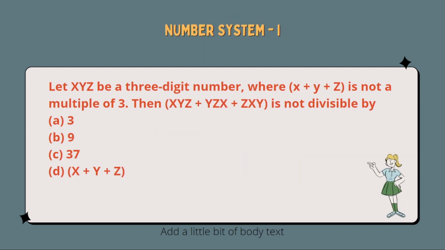Let's try another question. This question was asked in prelims 2020. I think it seemed very difficult to everyone, but let's solve it. It's very easy. The question was: let xyz be a 3-digit number where x plus y plus z is not a multiple of 3. Then xyz plus yzx plus zxy is not divisible by which of the following? 3, 9, 37, x plus y plus z.